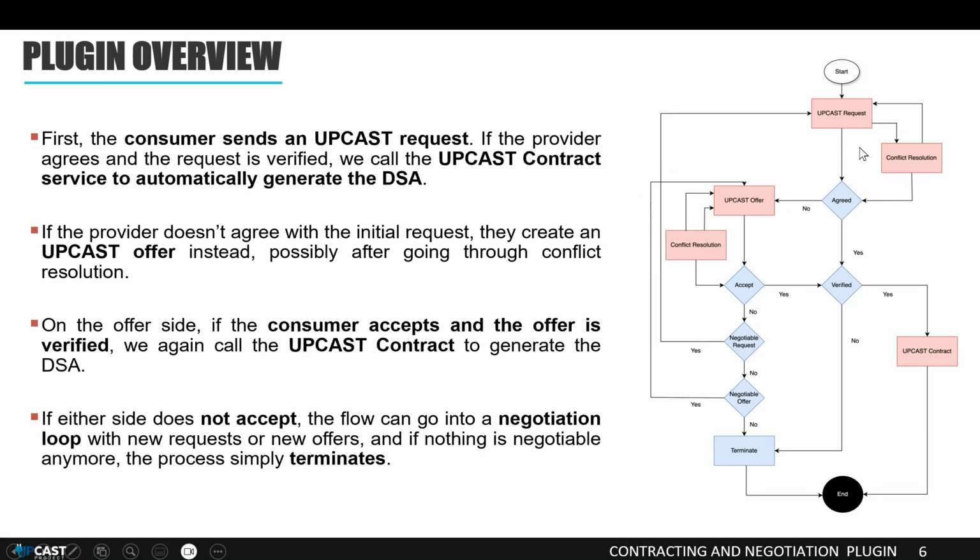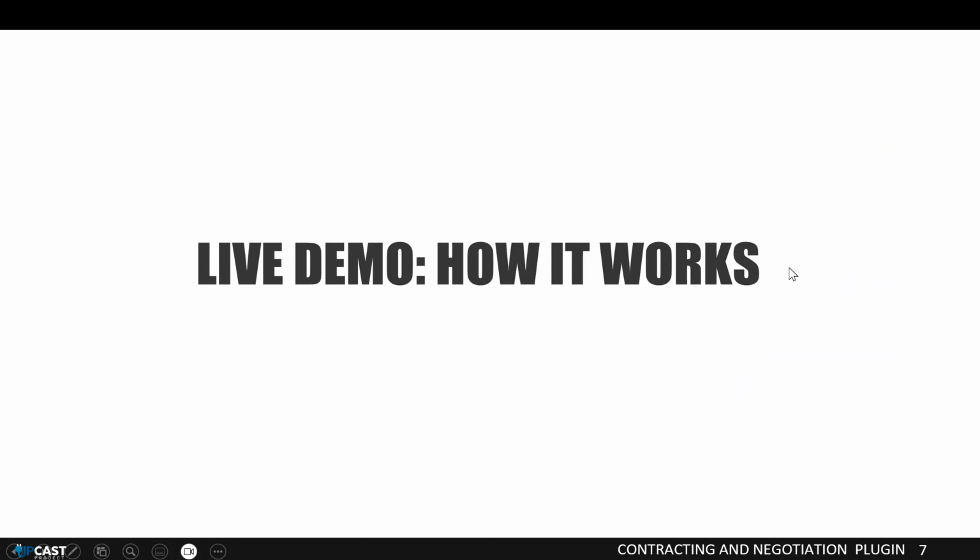On the offer side, if the consumer accepts and the offer is verified, we again call the UPCAST contract to generate the data sharing agreement. If either side does not accept, the flow can go into a negotiation loop with new requests or new offers. And if nothing is negotiable anymore, the process simply stops. And now, I'd like to show you our system and guide you on how to use our negotiation plugin.